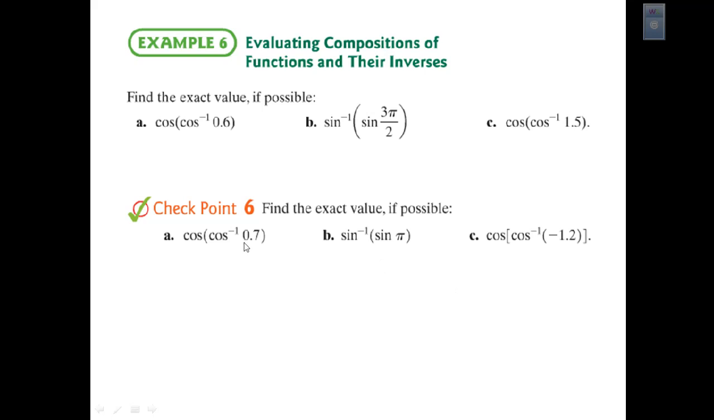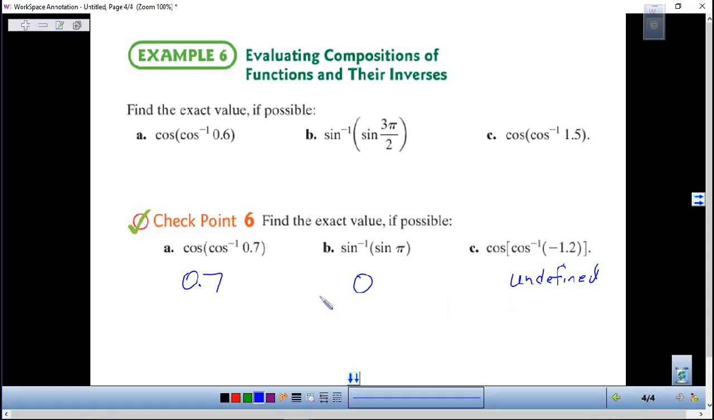All right, I want you guys to try these three just to kind of give yourself some practice. Pause the video, work the problems out, and then start the video back and check your work. So I'll show you the answers in 3, 2, 1. All right, so here are the answers.